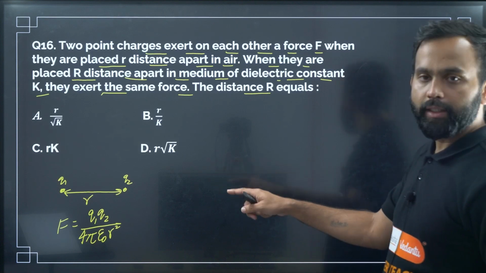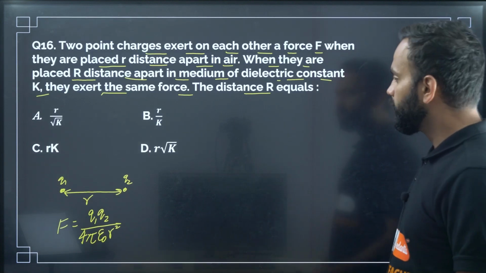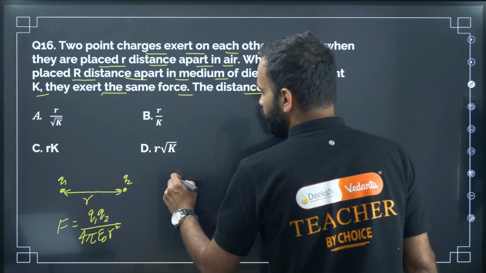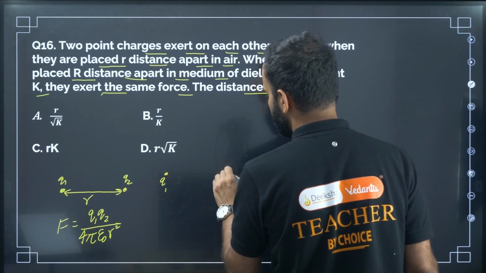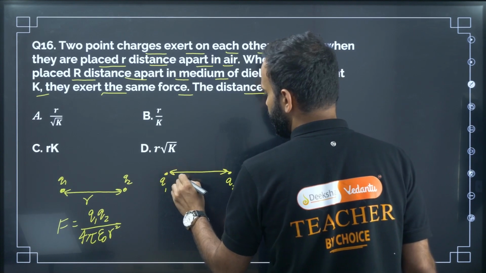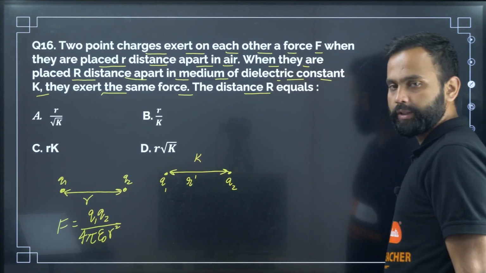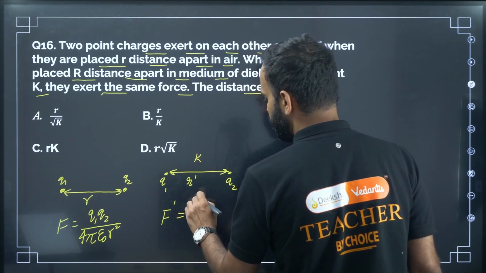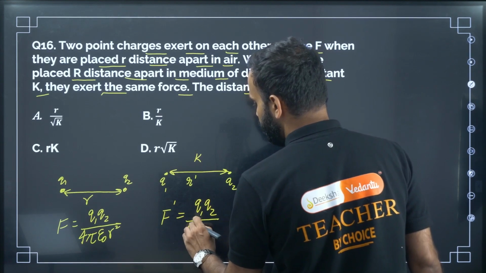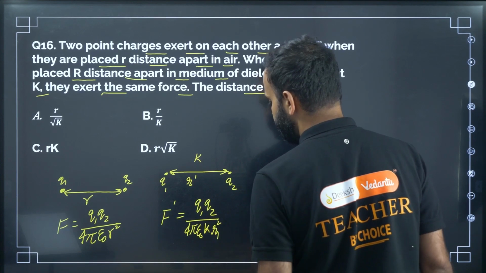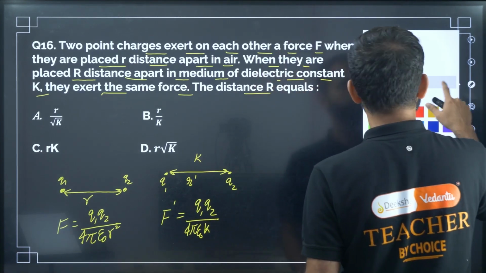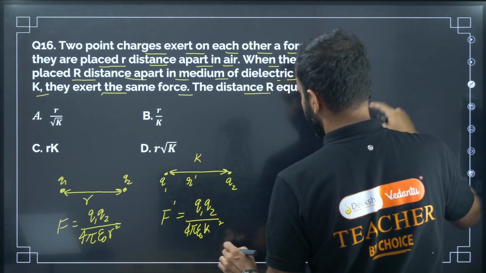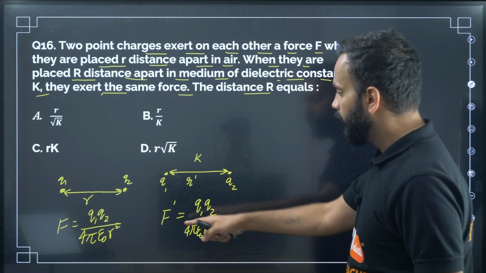Now these two charges are placed in the dielectric medium of dielectric constant K, but the force between them is the same, right? That is, the distance between Q1 and Q2 has been changed. So now in the medium, this is Q1 and Q2. Distance between them is r dash. Here the dielectric constant is K. Force between them is the same, that is F dash is equal to F. So F dash is equal to Q1 into Q2 divided by 4 pi epsilon naught K into r dash squared.